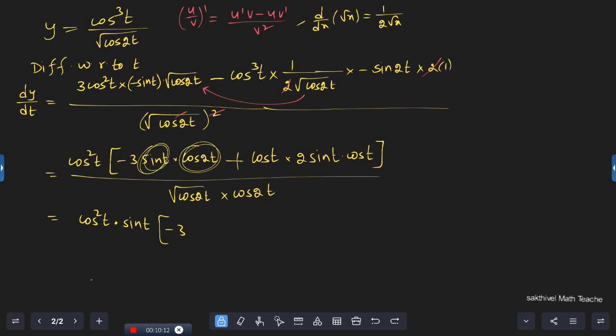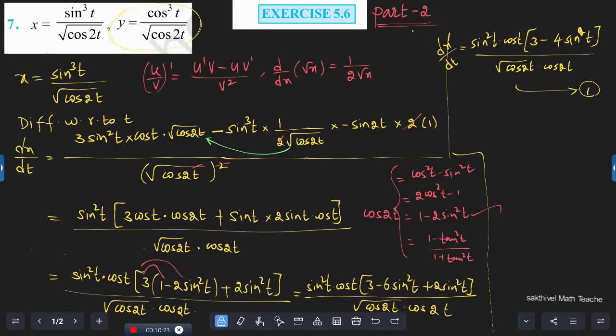Listen carefully. Sin t if I am taking now, then purely everything is cos. Then this cos 2t, what will you write? In terms of sine or in terms of cos? In the previous question, in terms of sine I wrote. Why? Because after taking both the cos outside, I had only sine remaining. So that cos 2t I have written as 1 minus, in terms of sine.